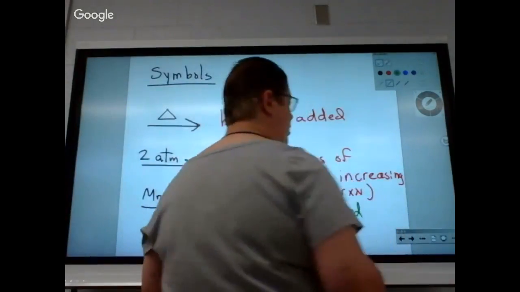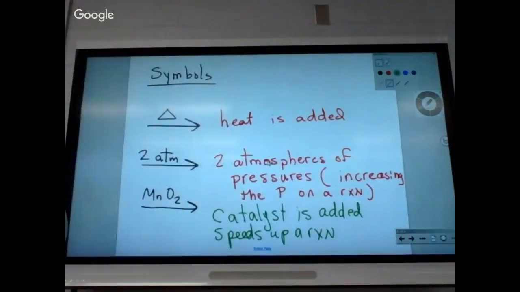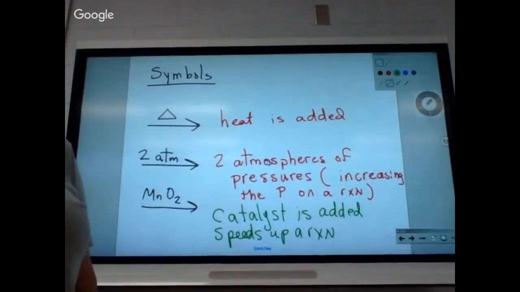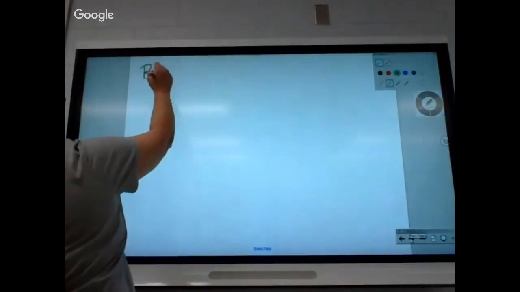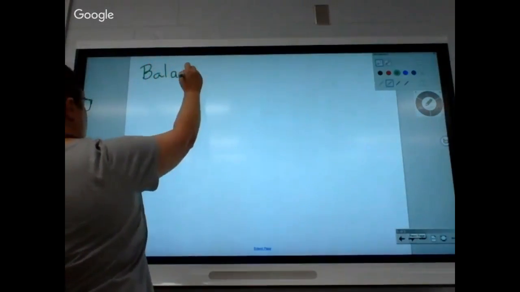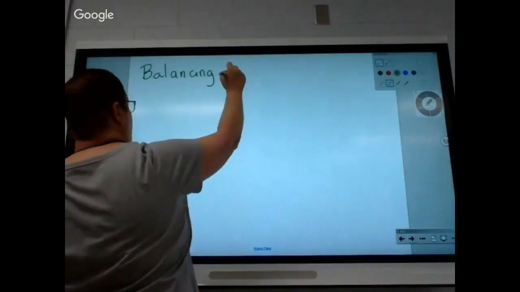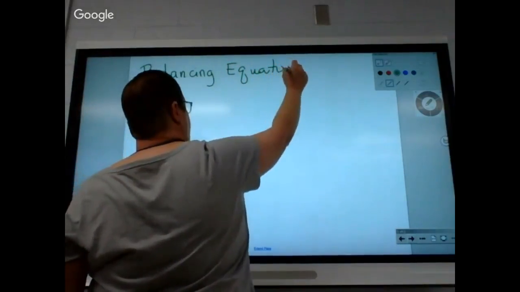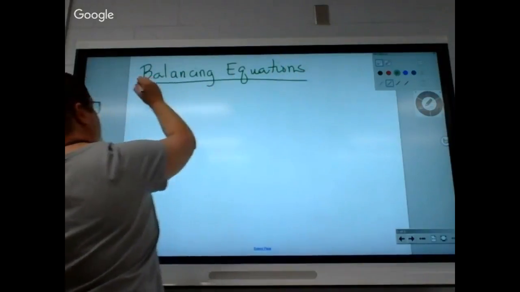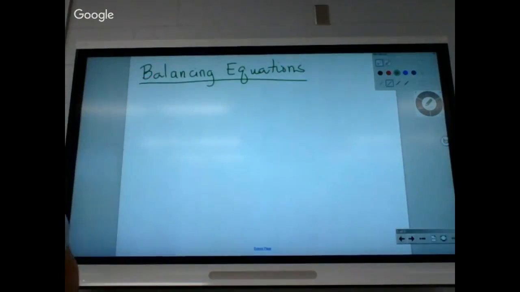So, we talked about the law of conservation of mass, right? Mass is not created or destroyed. So now we're ready to talk about balancing. Now, there are really no notes to go with balancing equations. All we're going to do is work some examples. Because balancing equations is essentially trial and error.